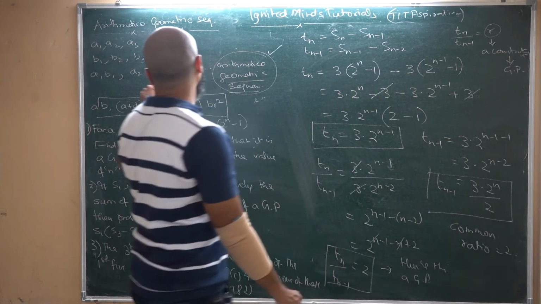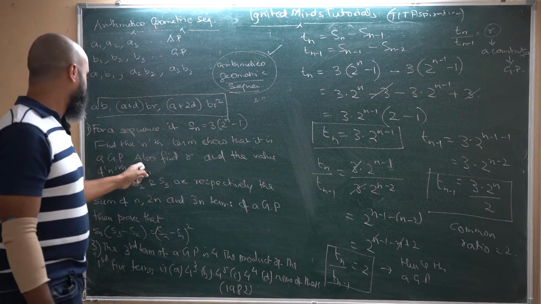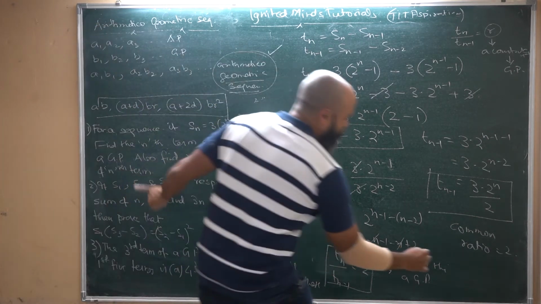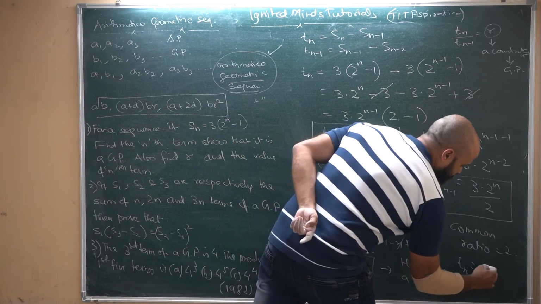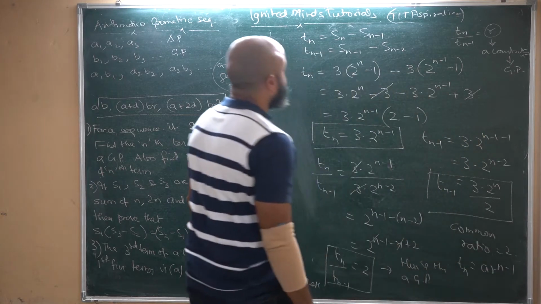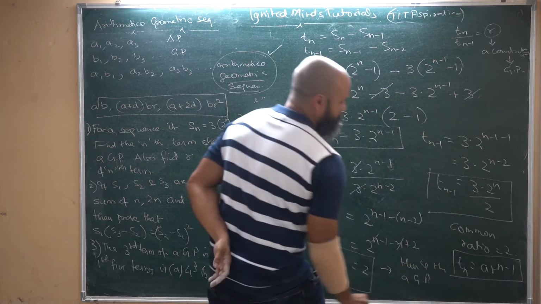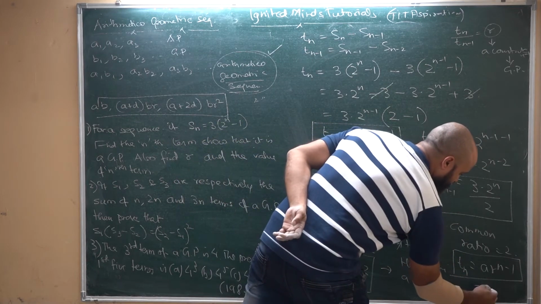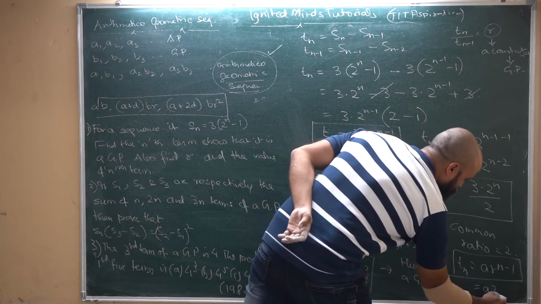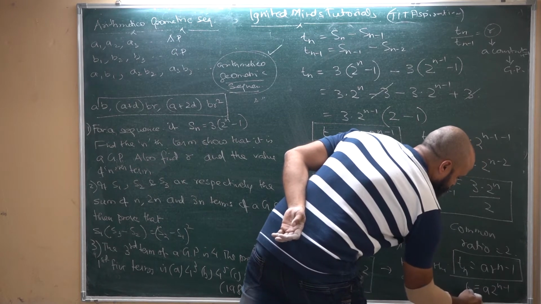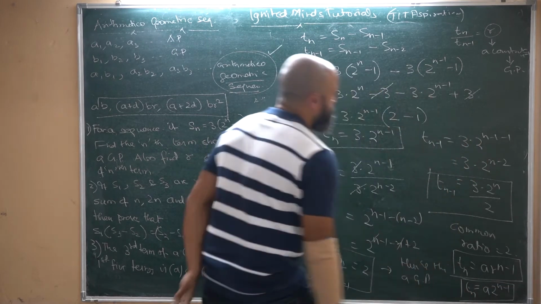So how do we calculate the nth term out here? The nth term is equal to ar^(n-1). This will be the nth term. So this will be a, and this r is 2^(n-1). The nth term will be calculated like this.